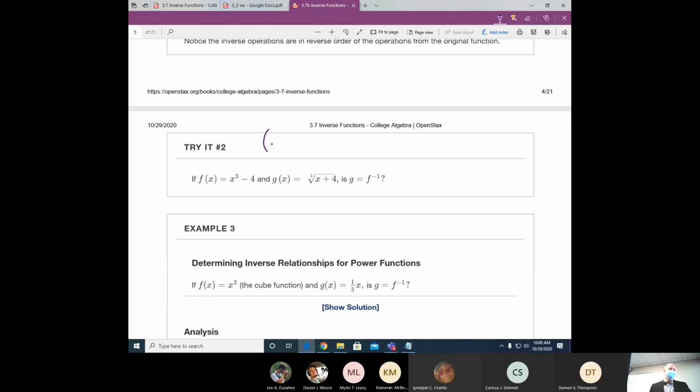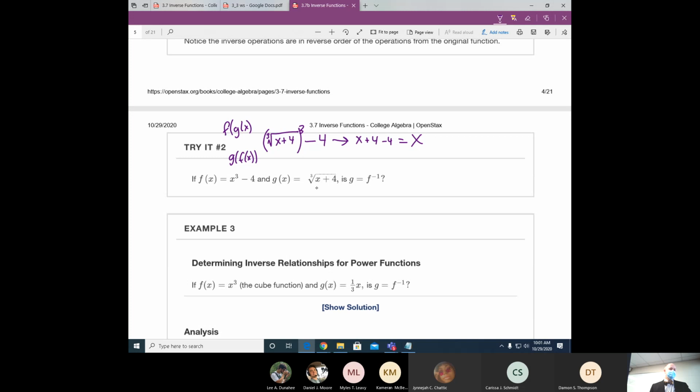So cube root of x plus 4, taking that and cubing it and then subtracting 4 from it. Well, taking that and cubing it gives me x plus 4, and I subtract 4, gives me x. Now let's do the same thing going the other way. That was f of g. Let's do g of f.